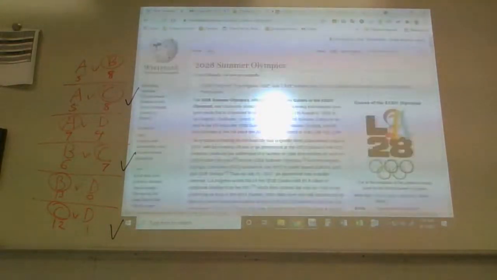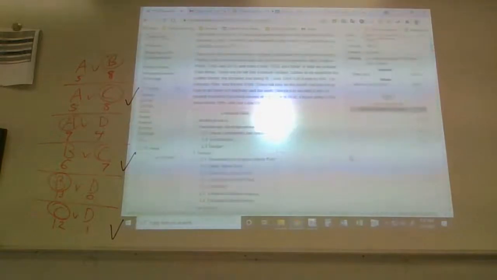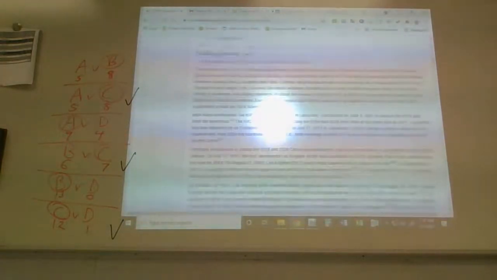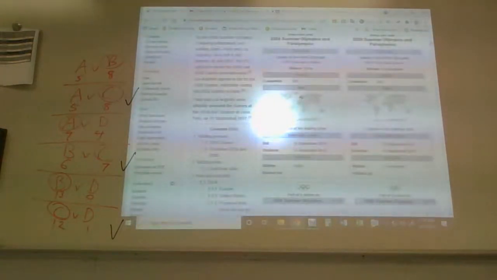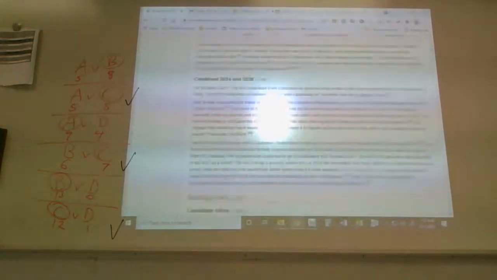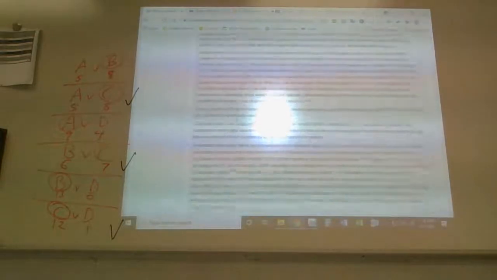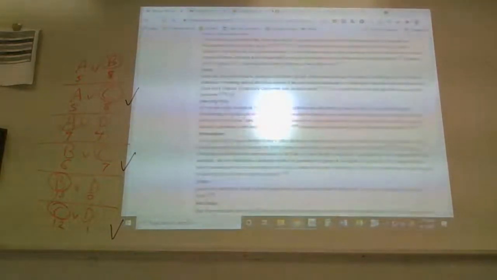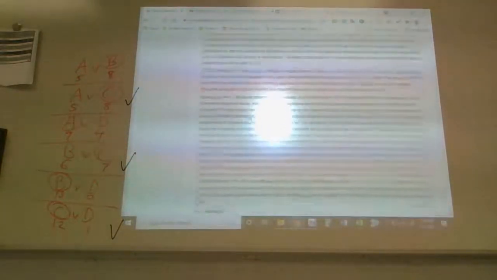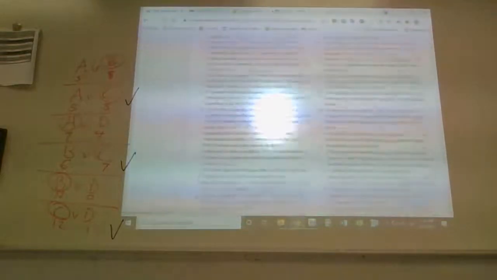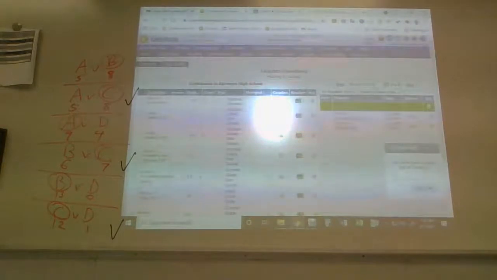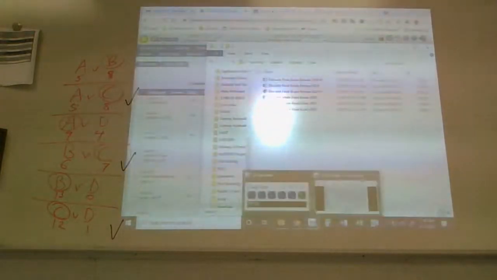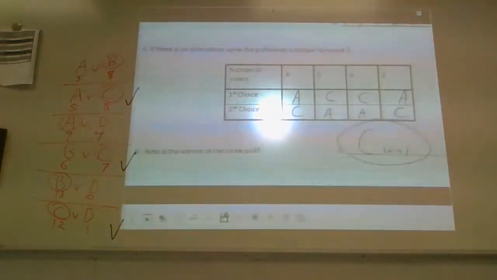Los Angeles in 2028. Let me look at that bidding process. Oh wow, they did the bids for the 24 and 28 Olympics back to back. I see how that is. Where's the votes? I want the votes. Wow, that's a lot of candidates. Oh, they're not giving me the votes. Forget them. They're not my friends anymore. Okay, back to this. Next page.